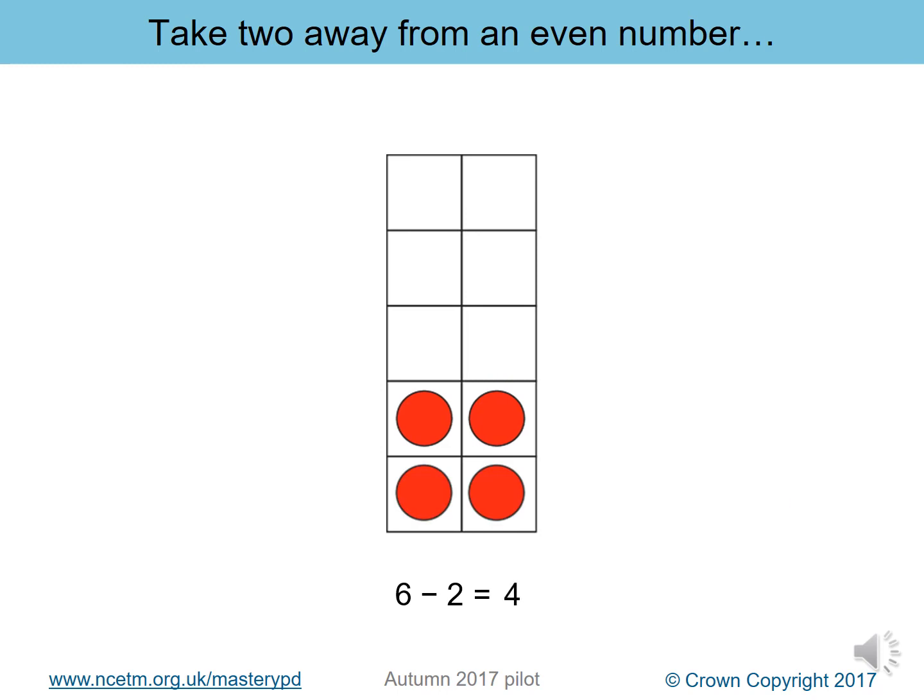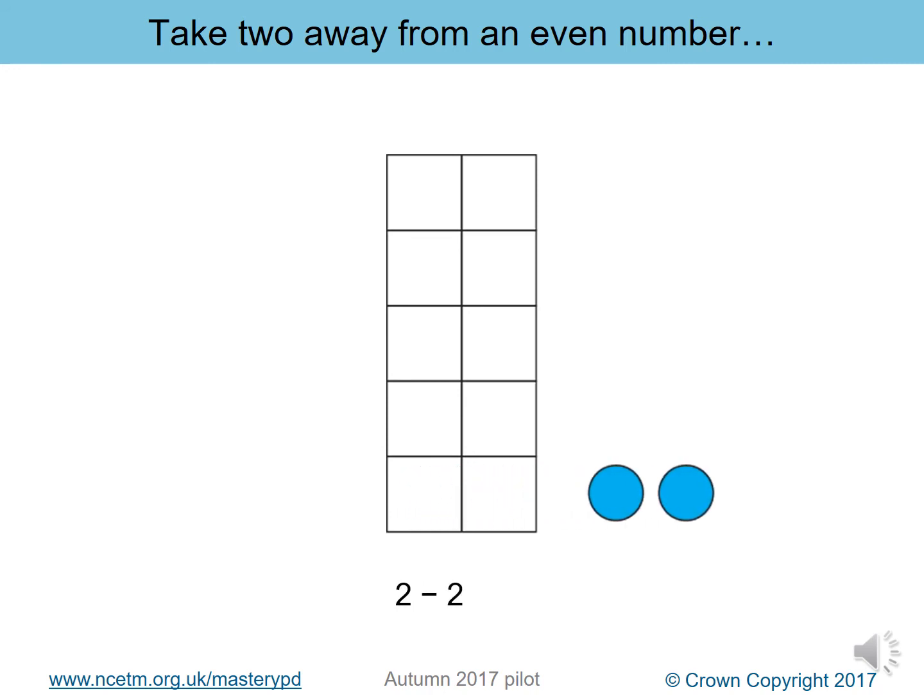6 take away 2 equals 4. What's the next one going to be then? 4 take away 2 equals 2. Well done if you got that right. So we know that we can add 2 to an even number, gives us an even number. And then actually if we take away 2 from an even number, it gives us an even number as well. And what's going to happen if we take away 2 from an odd number?